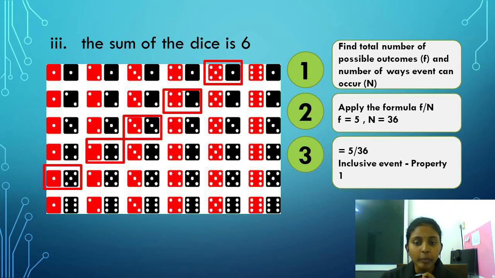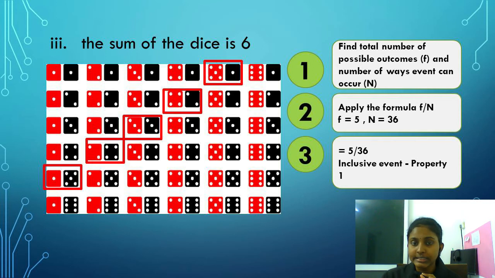Let's calculate how many pairs of the dice rolled make 6. In the first column, the fifth pair is 6: 1 plus 5. In the second column, the fourth pair is 6: 2 plus 4. In the third column, the third pair is 6: 3 plus 3. In the fourth column, the second pair is 6: 4 plus 2. In the fifth column, the first pair is 6: 5 plus 1. So there are 5 pairs of dice where the sum of the dice is 6.